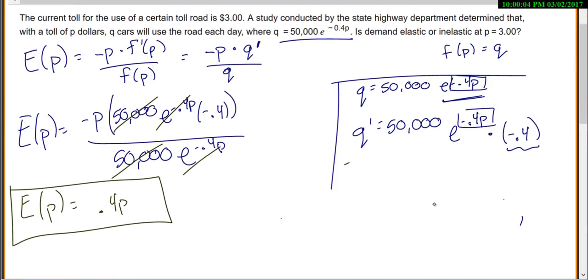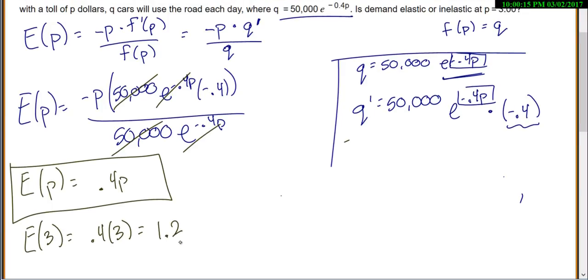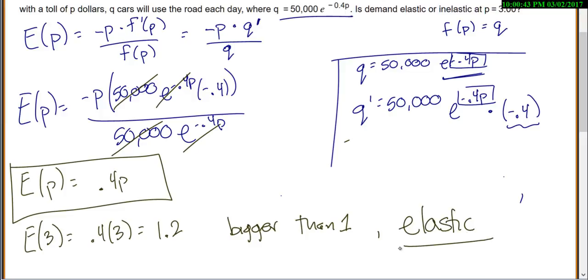Now we want to know what that is at P equals 3. So let's plug the 3 in wherever you see P. So 0.4 times 3 gives me 1.2. Now 1.2 is bigger than 1. So because this is bigger than 1, we say it is elastic. Elastic means if you raise the prices, people will decide not to use it. So as prices go up, the demand is going to go down.